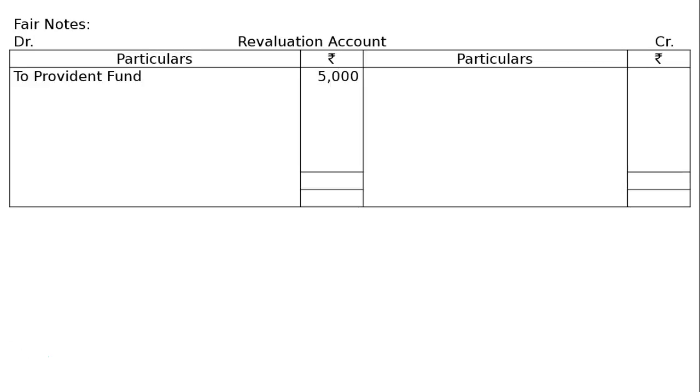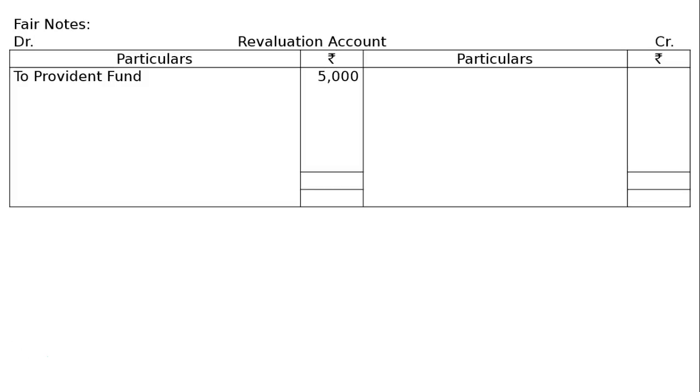Next, the revaluation account, with debit and credit sides and the rupee symbol. Now, the basic theme is the provident fund. Employees' provident fund liability is to be increased by 5,000, that is, it will be 15,000. Increase in liability is an expenditure for the firm, hence it is debited to revaluation account.